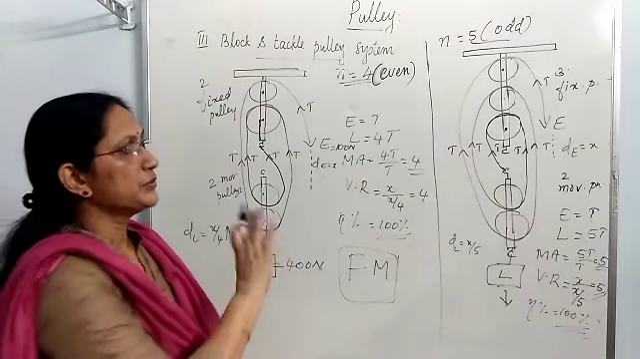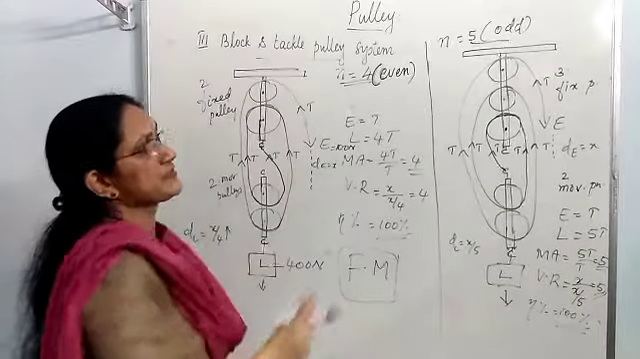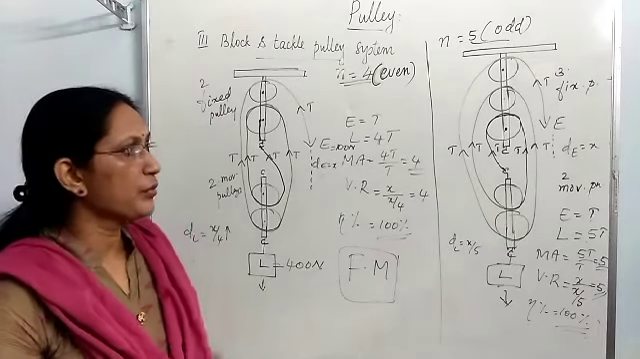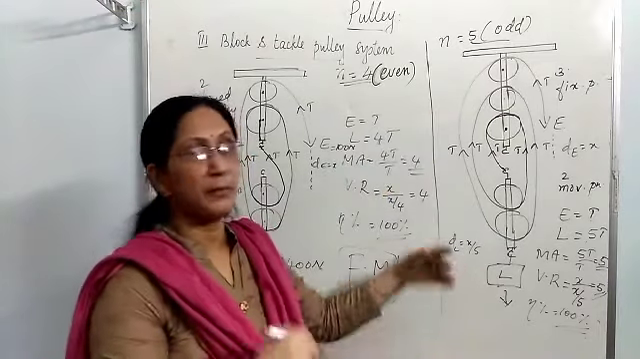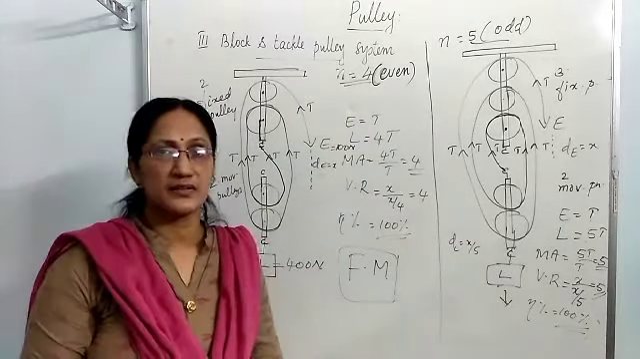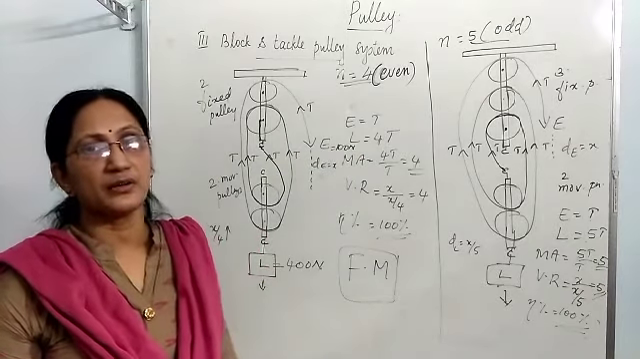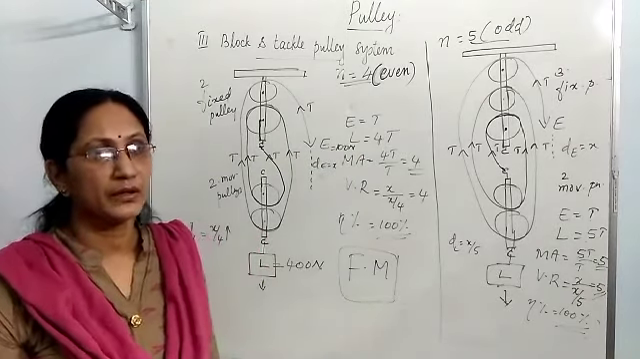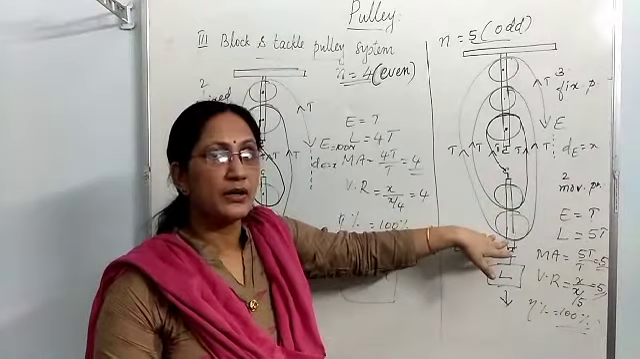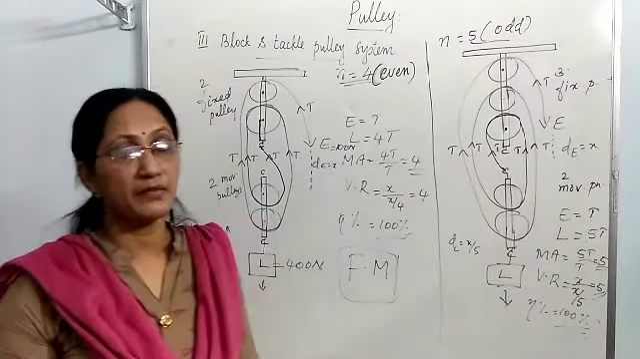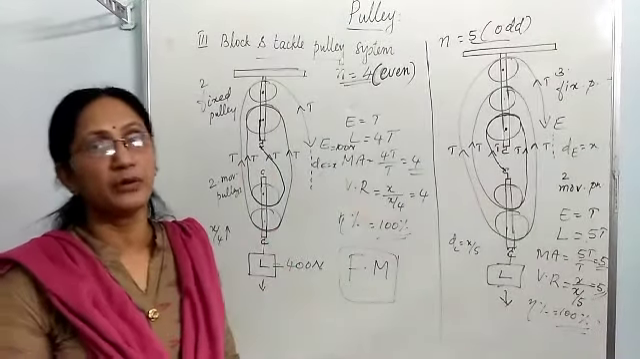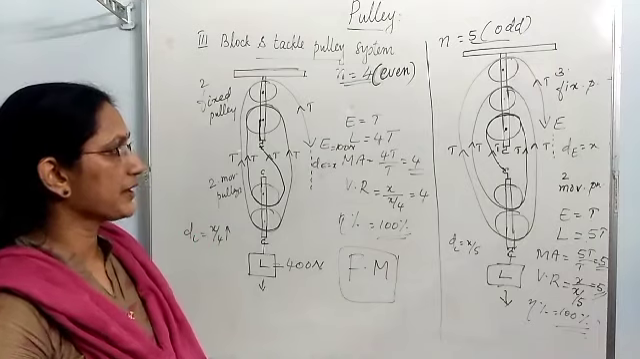Okay, and the utility of this block and tackle pulley system is, it is a force multiplying machine. Okay, the more pulleys you use, MA and VR will increase. This type of pulley system is used in construction areas where heavy weights are to be lifted by a single man. Okay, if there are 20 pulleys, 10 in the upper block, 10 in the lower block, total 20, then MA will be 20. So whatever effort you give, you will be able to lift 20 times that load. So it is a force multiplying machine.